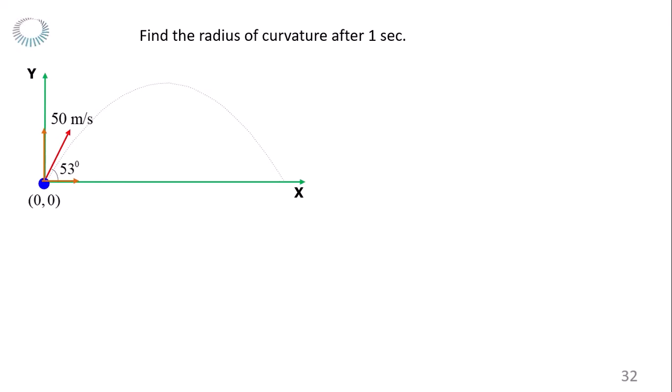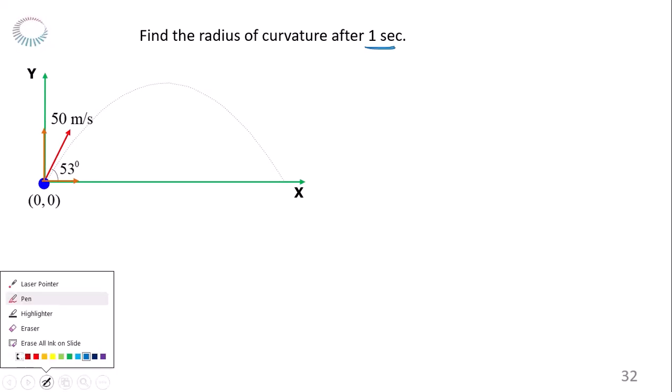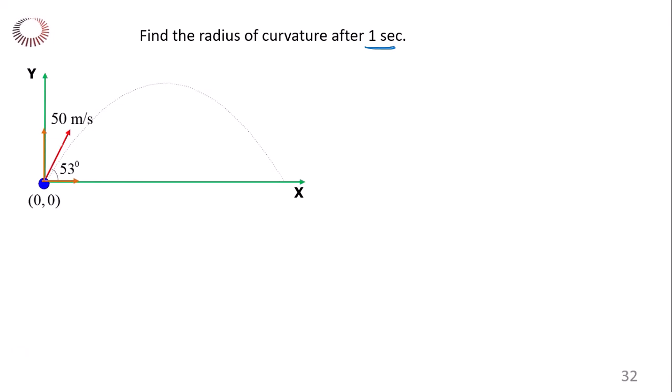Now, come to the second type, when you are asked to calculate the radius of curvature at some other point. For that, you have to do the entire thing. Let us say at this point of time the particle is projected. So what is ux? Ux equals 50 cos 53, which means 30. And here it should be 50 sin 53, which means 40. Uy is 40.